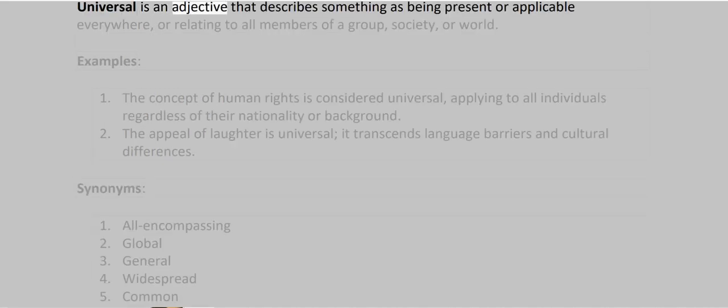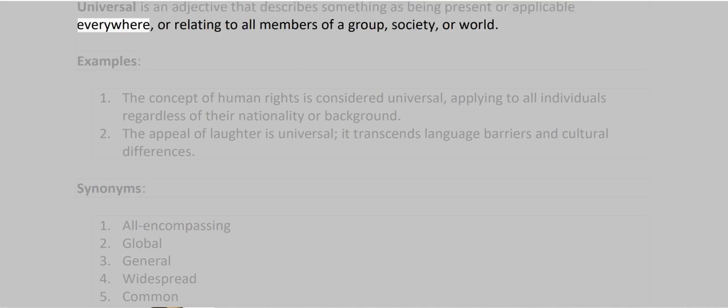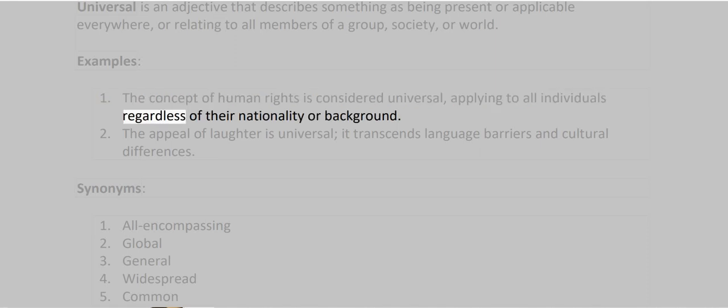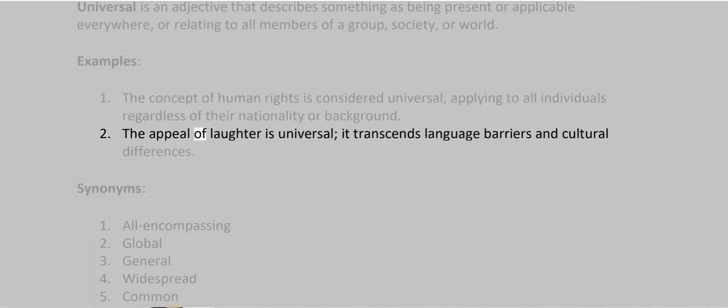Universal. Universal is an adjective that describes something as being present or applicable everywhere, or relating to all members of a group, society, or world. Examples. 1. The concept of human rights is considered universal, applying to all individuals regardless of their nationality or background. 2. The appeal of laughter is universal. It transcends language barriers and cultural differences.